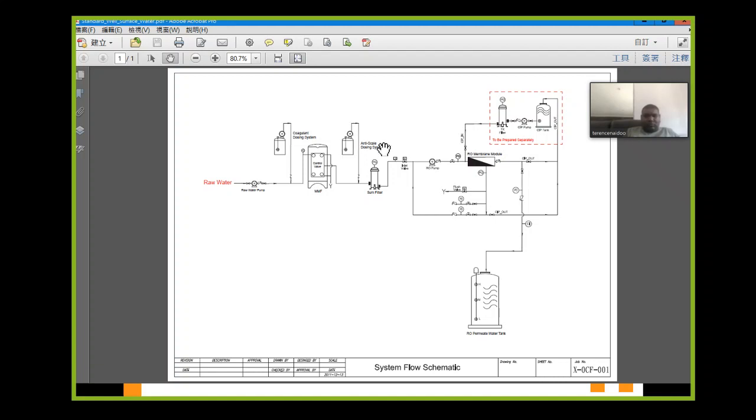Anti-scalant basically doesn't remove hardness, but it prevents calcium bicarbonates from joining together. So basically, it's a middleman. Like when you go to a party, you want to meet a girl, and the anti-scalant guy comes in between you and the girl, and you guys can never meet. So this is the idea.